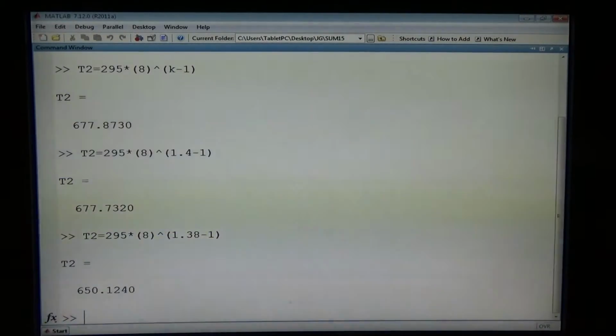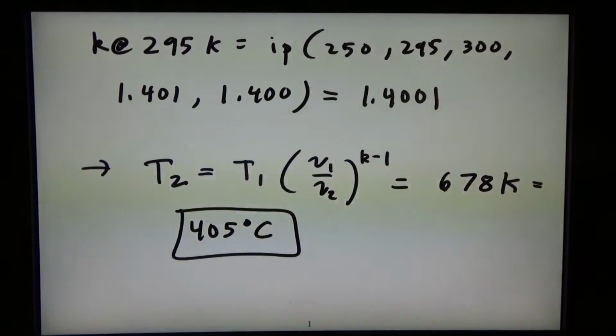On the exam, we just want to use the k value at 300 Kelvin to make it easy. On any homework, you would always just use the average k value between T1 and T2. If you don't know T2, it's okay to assume k at T1, like we did in this problem. I just want you to be aware that this equation is sensitive to the k value that you plug in. Alright, back to our problem. We ended up with T2 of 678.